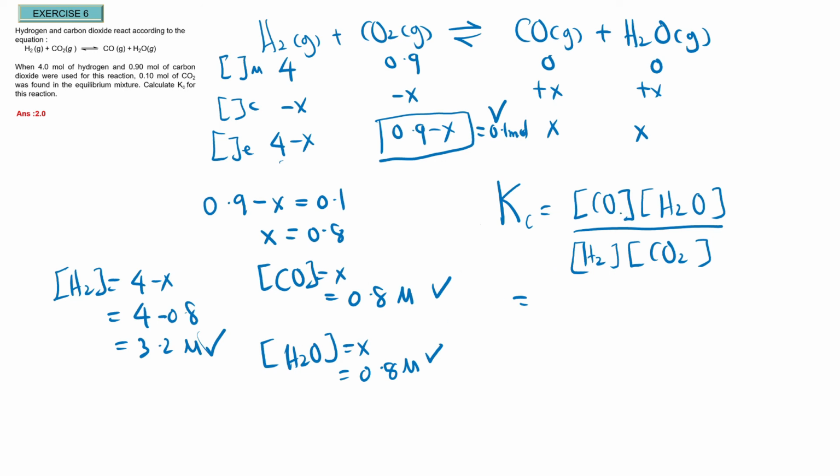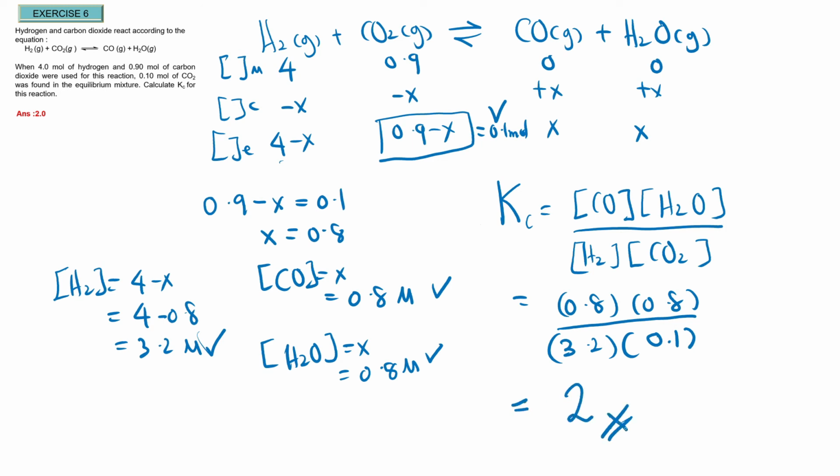So CO, 0.8 times 0.8, over hydrogen is 3.2 times 0.1. Sorry, this one is 0.1, carbon dioxide. So we take it here. Okay, right, so solving for Kc, we got Kc is equal to 2.